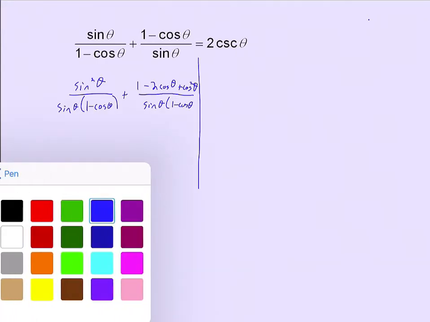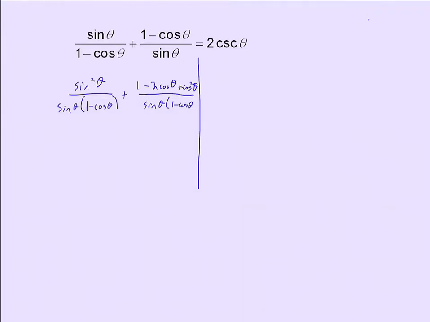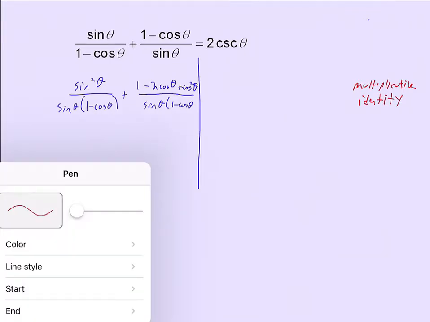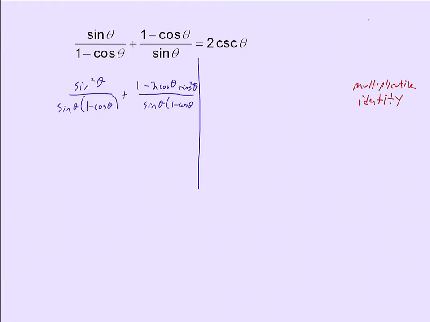If you're ever asked to justify your steps, it just means naming the property that you used there. Because all we did was multiply both sides by 1, we will call that the multiplicative identity property. You're not often asked to justify your steps, and certainly not all of them in the same problem. But it's good to be able to recognize the names when you see them, when you need them.